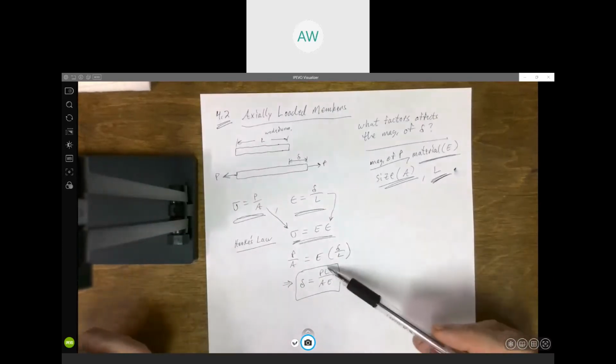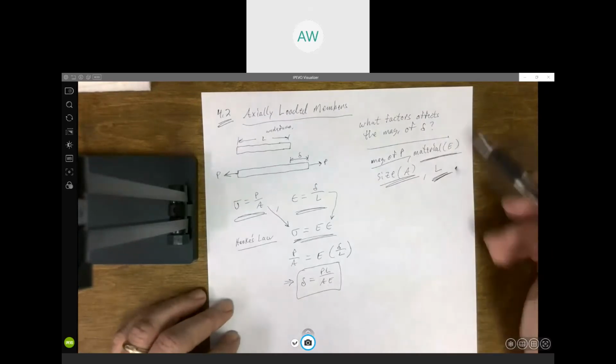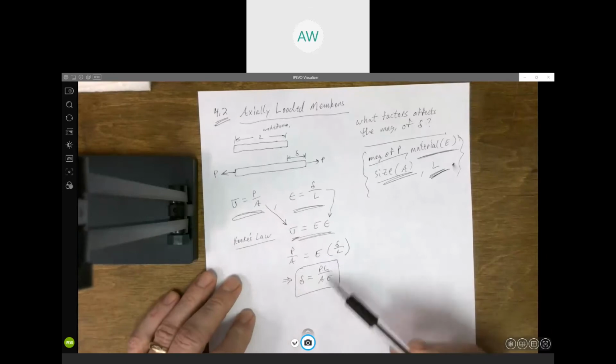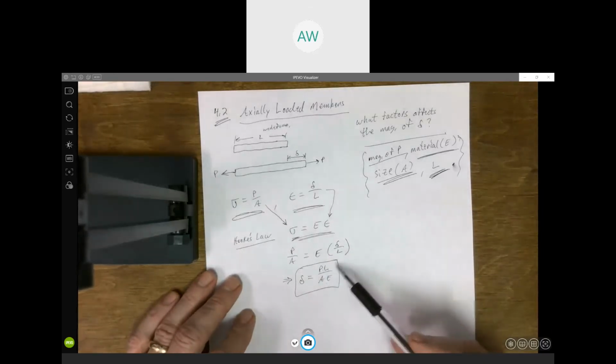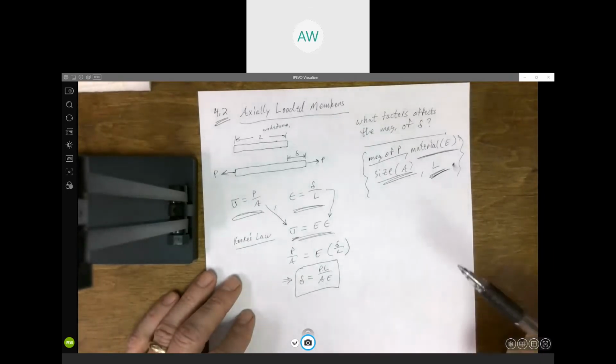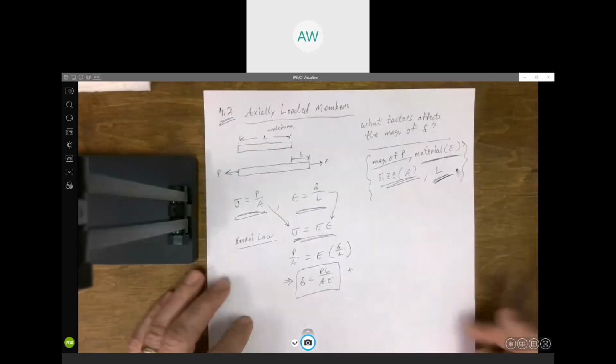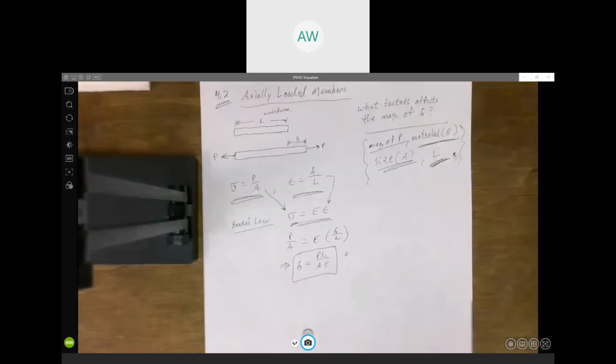And there's the 4 things that we talked about up here. Right? Depends on the force, depends on what the original length was, depends on the cross-sectional area, and it depends on the material. And so we're going to make use of this formula in chapter 4.